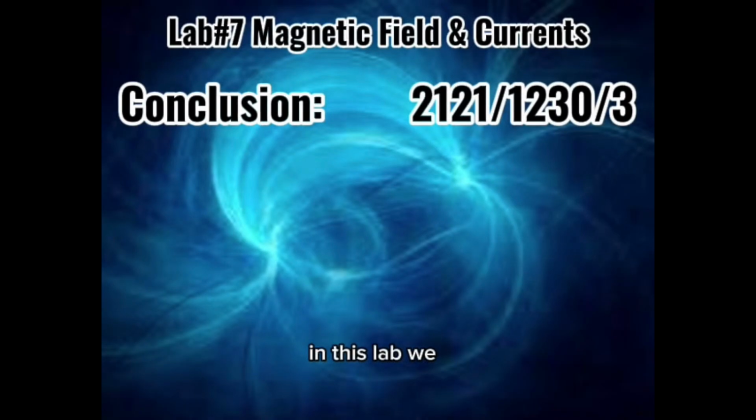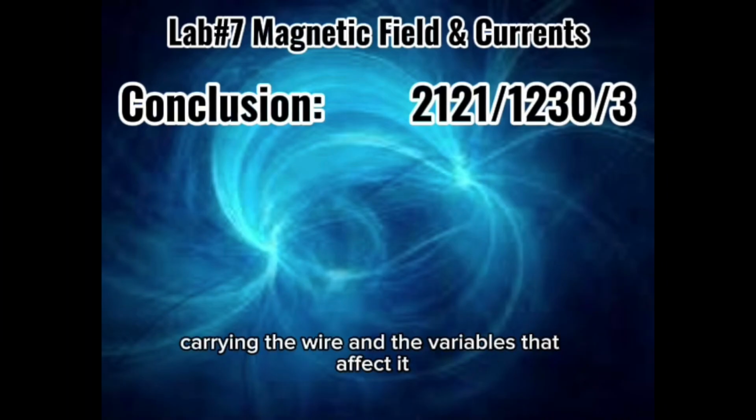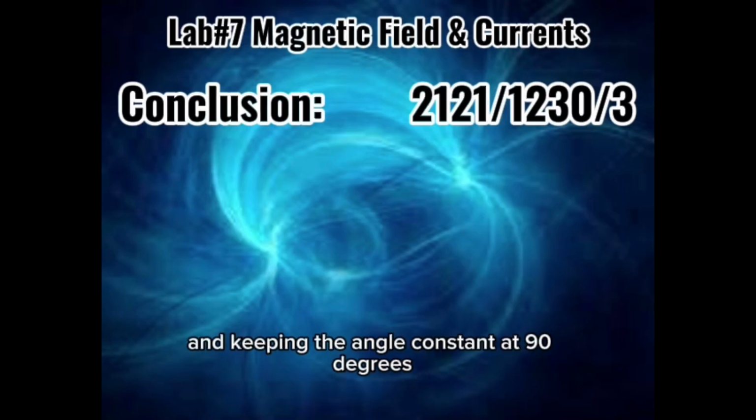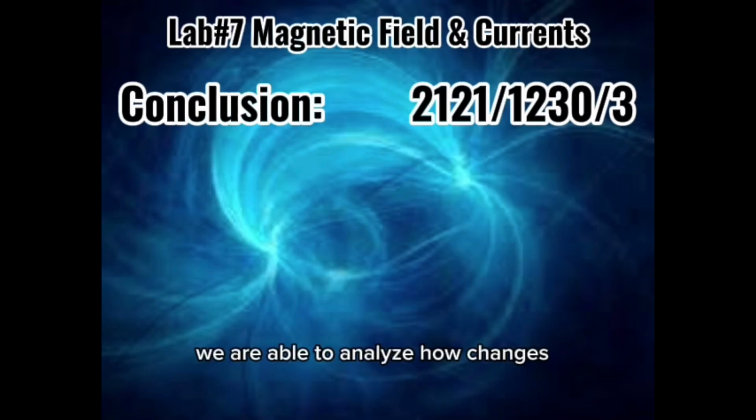In this lab, we investigate the relationship between the magnetic forces acting on a current carrying wire and the variables that affect it: the current I, the length of the wire L, the magnetic field strength B, and the angle theta between the current and magnetic field. Using the equation F equals I times L times B times sine theta, and keeping the angle constant at 90 degrees, we are able to analyze how changes in current directly affect the magnetic force on the wire.